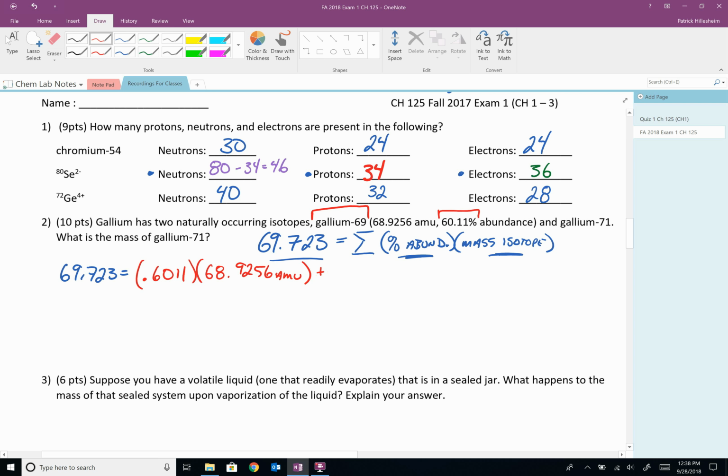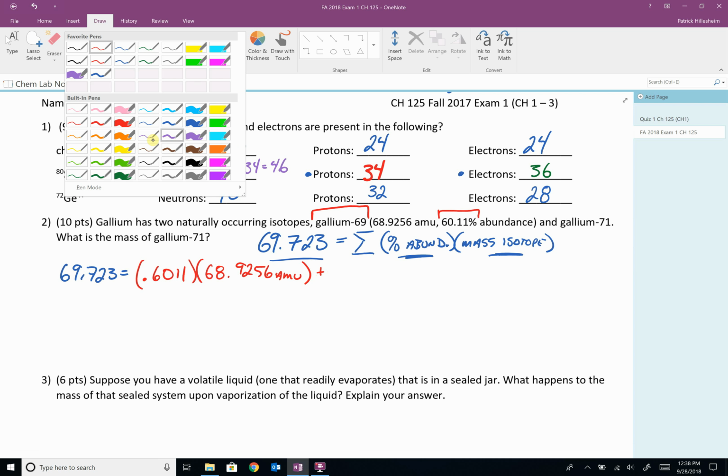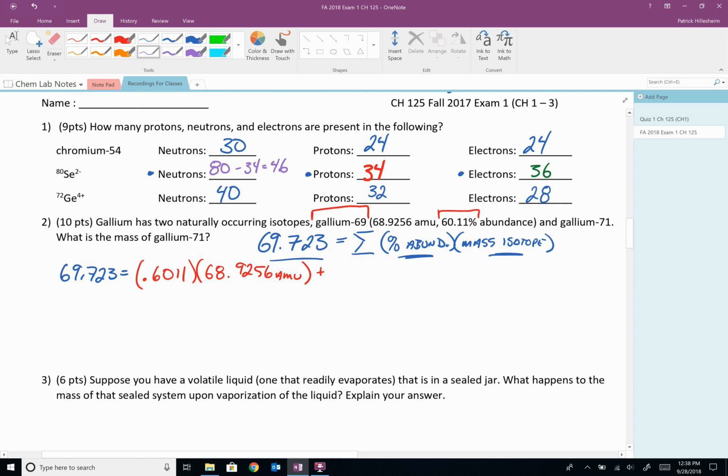Plus, right? We're dealing with the sum of, and let's grab our purple, the second isotope, so gallium 71. Now the percent abundance of gallium 71 is equal to 1 minus 0.6011. We've only got two isotopes. They have to add up to be equal to 100%, so we can just do 1 minus the abundance of gallium 69. Okay, so I'm just going to erase that and give us our answer in there, 0.3989.